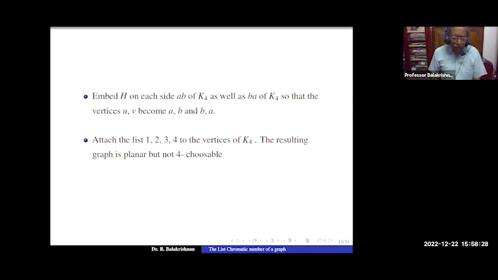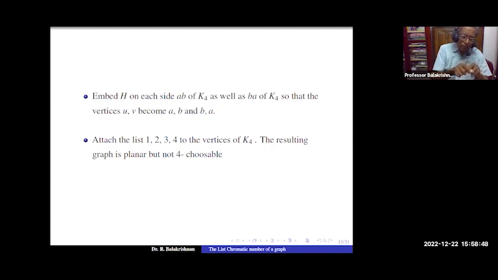Why is it not fourth-usable? We have already seen that. If you take the complete graph K4 and attach the lists 1, 2, 3, 4 at the 4 vertices, naturally all the 4 colors will be represented at the 4 corners.